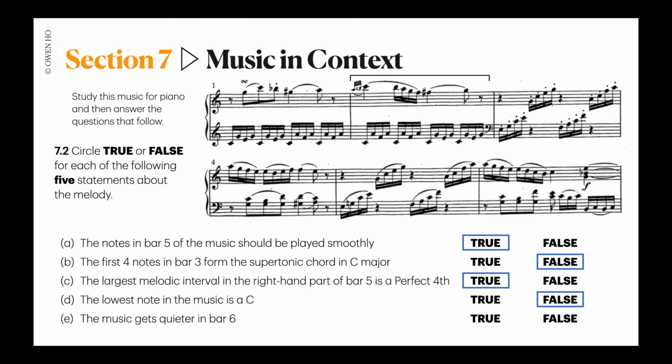Lastly, statement E. The music gets quieter in bar 6. Let's look at bar 6 of the music. We can see that there's a forte sign there, which means louder. And this means the statement is false because the music doesn't get quieter. Instead, it actually gets louder.